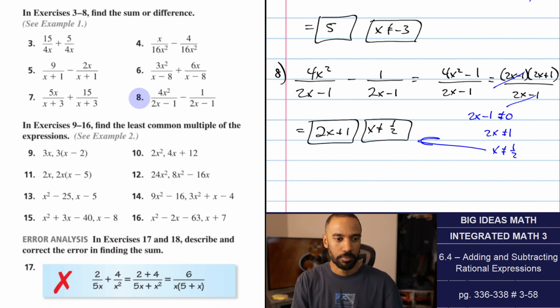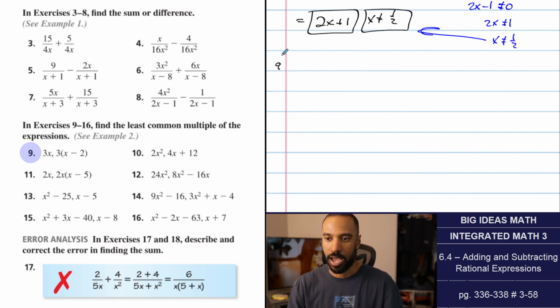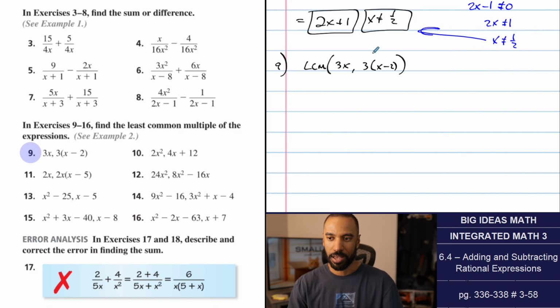Okay. All right. Before we practice the common denominator things, we're going to practice least common multiples. They say find the least common multiple of the expressions. So on number 9, we're going to find the least common multiple of, and these aren't numbers, these are polynomial expressions. But what you notice here, and I'm going to write LCM there, sorry.